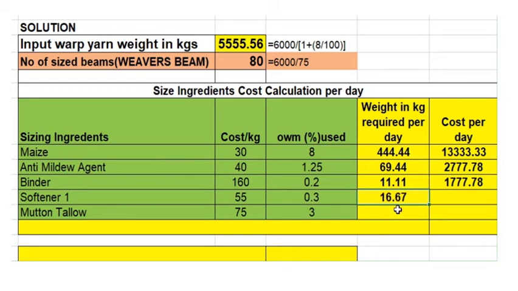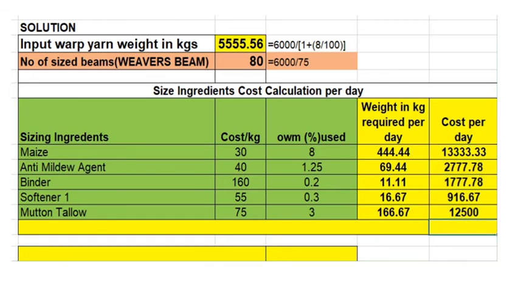Next is softener. Similarly, 16.67 is got by multiplying 5555.56 into 0.3 by 100. 16.67 into 55, we get 916.67. This much cost is for softener one. Then mutton tallow, it is 3% on the weight of material, 3% of 5555.56, we get 166.67. And the cost for mutton tallow is this into cost per kg. So these are the various costs of the materials.